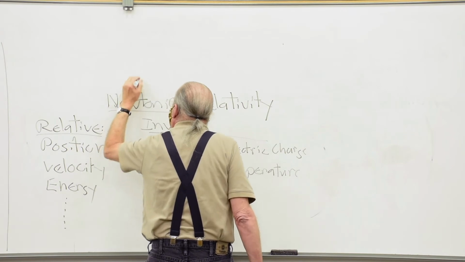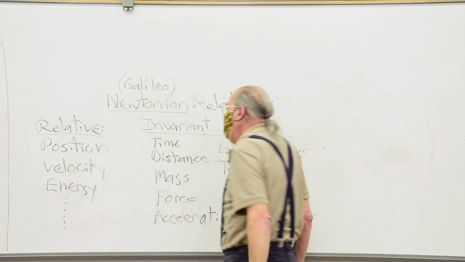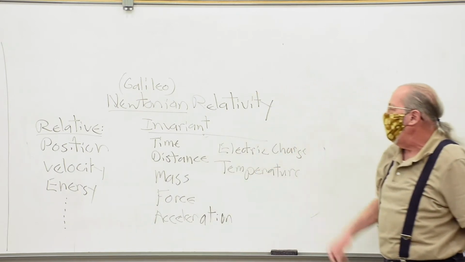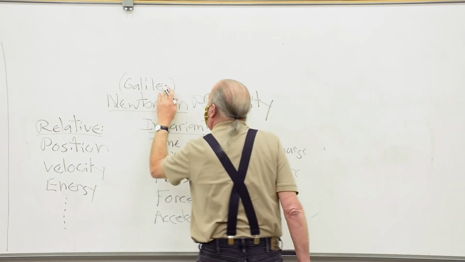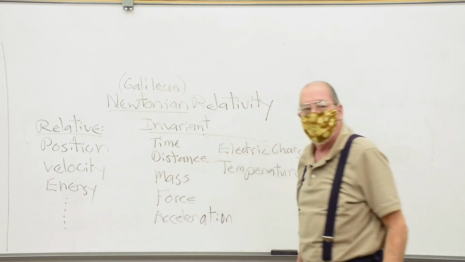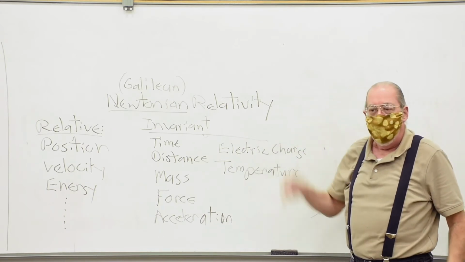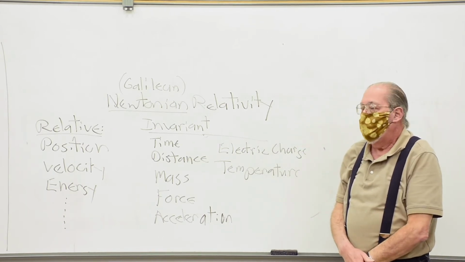Also, this was about Galileo. This was known in Galileo's time, so it's often called Galilean or Newtonian. Galilean Newtonian relativity. Now, there are some problems.